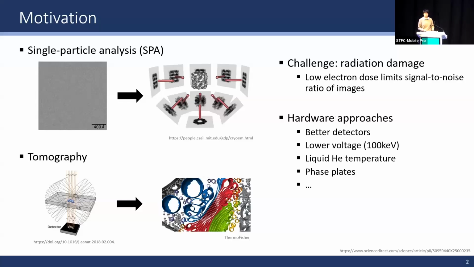There are also hardware approaches to addressing this challenge. For example, better detectors to get better signal to noise ratio, or going to lower voltages or liquid helium temperatures to try to minimize the radiation damage to begin with, or this idea of faceplates to improve the contrast in the images themselves, and many others. And so what I'll be talking about is developing faceplates to address this challenge.